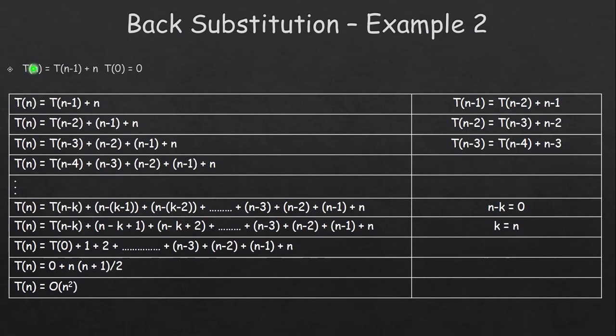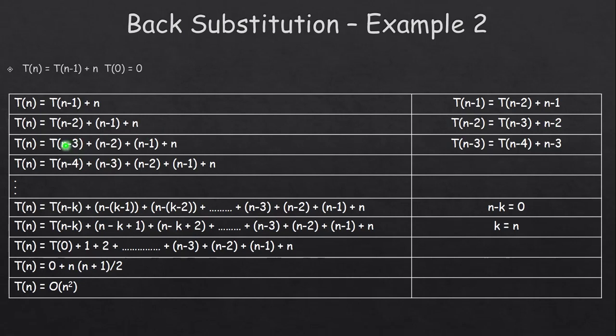So t of n minus 1 equal to t of n minus 1 minus 1, that is t of n minus 2, plus, in this place of n also you have to substitute n minus 1. So it becomes n minus 1. So t of n can be written as t of n minus 2 plus n minus 1 plus n. Then I will find t of n minus 2. How to find t of n minus 2? Just substitute n minus 2 in the given equation. So you will get an expression like this: t of n minus 2 equal to t of n minus 3 plus n minus 2. Just substitute back here.